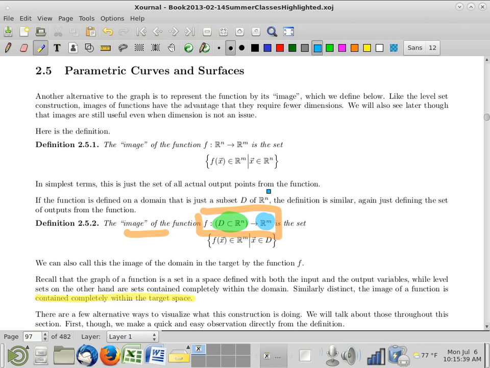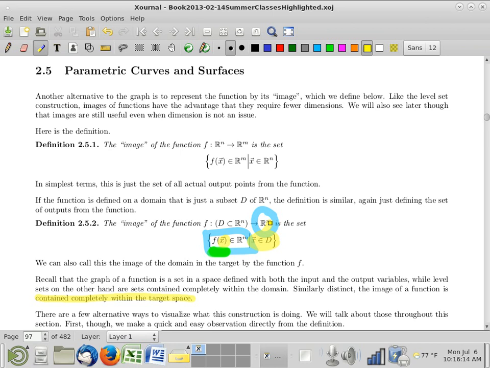So the image of this function is a subset of Rm. Specifically, the image is just the actual output values. What actually comes out of the function. The values f of x are the image. Specifically, it's the f of x's where those x's actually are in the domain. So specifically, it is actual output values that come from the domain of the function.